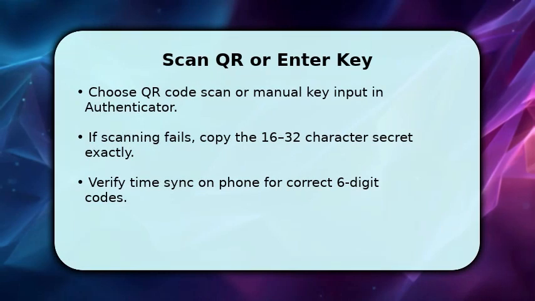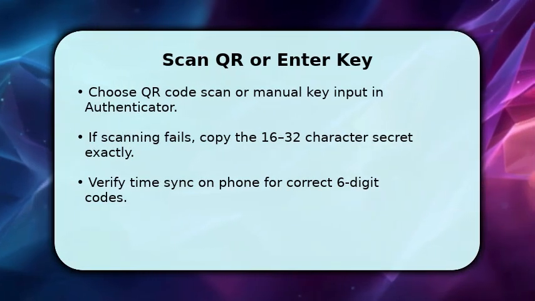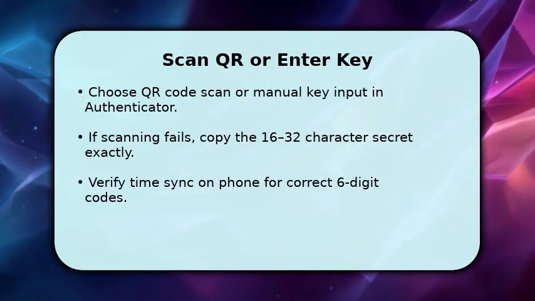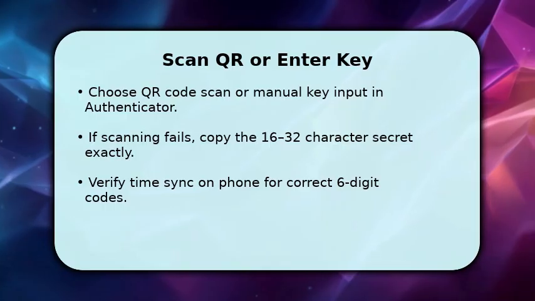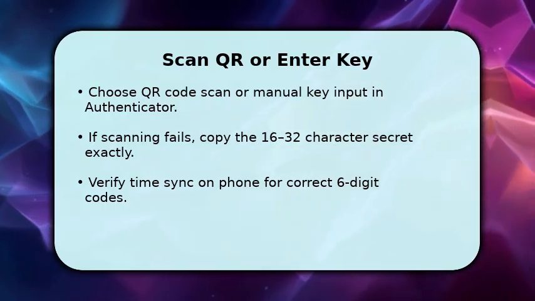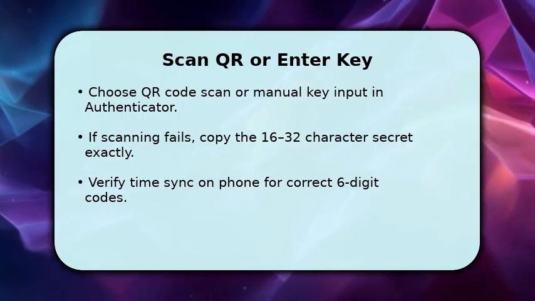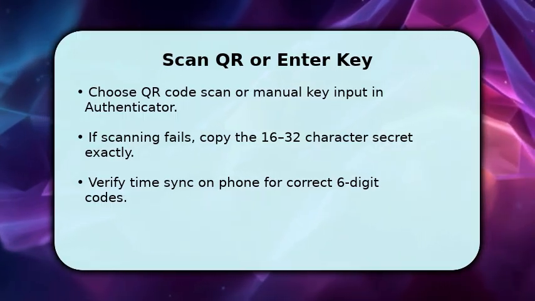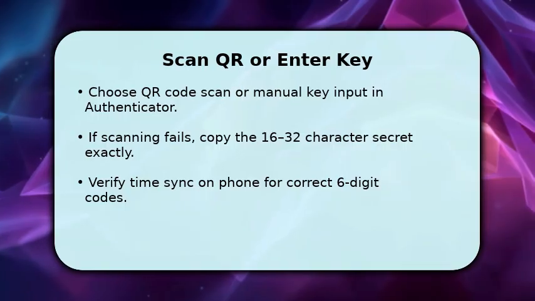Now you link SSS to Google Authenticator by scanning or entering the shared secret. Open the Authenticator app, tap Add, and select Scan Barcode. Point your camera at the SSS QR code. If scanning fails, tap Enter a setup key and type the 1632-character secret exactly as shown.